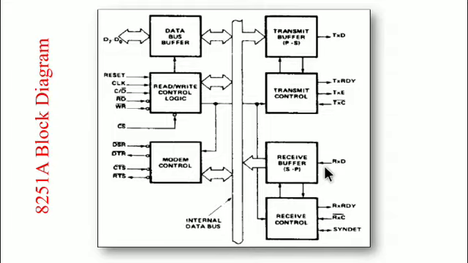So with this, we will move on to the functional block diagram of this 8251. It has a data bus buffer, a read/write control logic, and a modem control. It has a transmit buffer and transmit control, and a receiver buffer and receiver control. Let us see one by one.